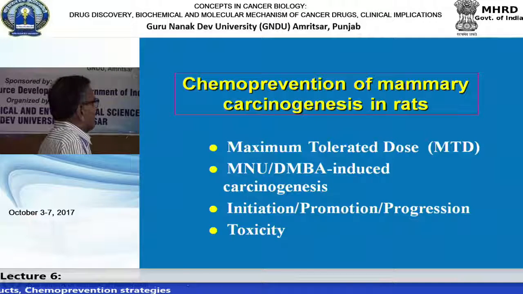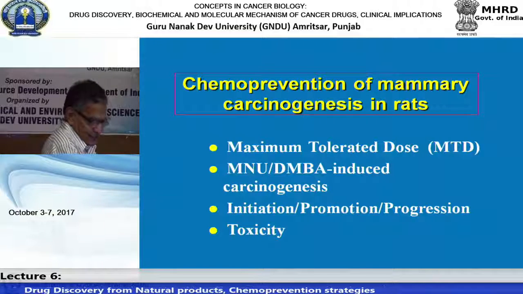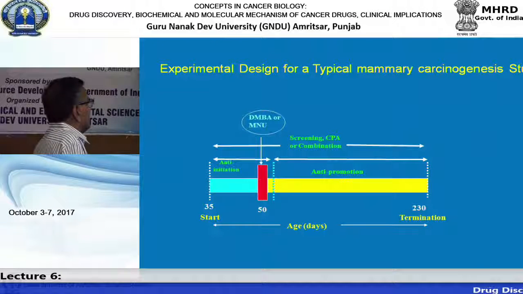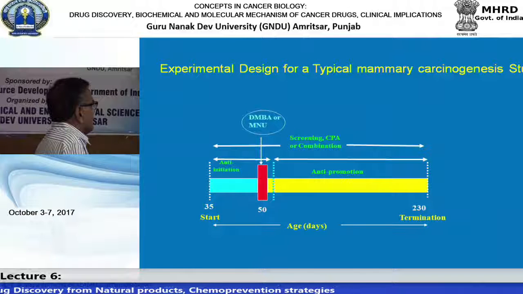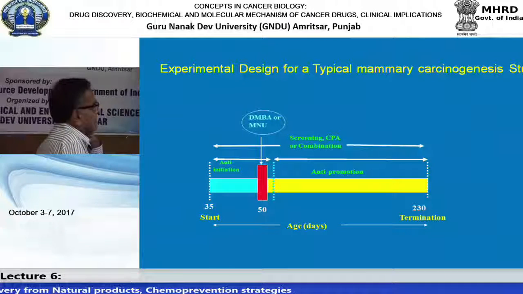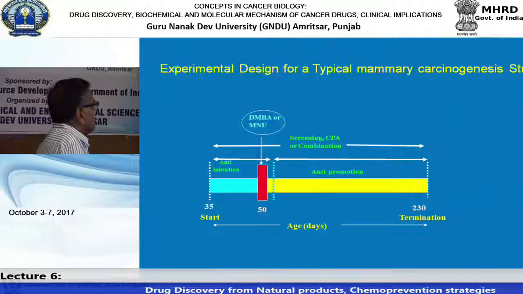You can test it with MNU or DMBA induced carcinogenesis, and then you look at the initiation, promotion, progression model, and you study the toxicity. The protocol is very similar. We take a 35-day-old animal, and for an anti-initiation study, we start them on the compound and overlap the carcinogen. We give the carcinogen on day 50. MNU is given intravenously, in the clavicle near the neck. DMBA is given by gavage through gastric feeding, and then you just let it go.